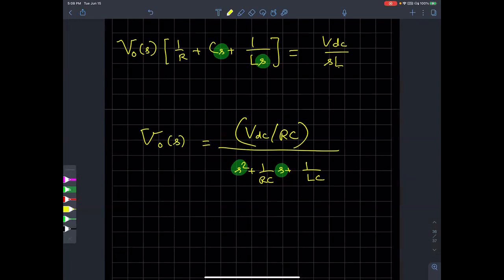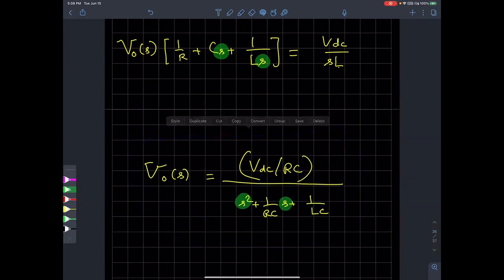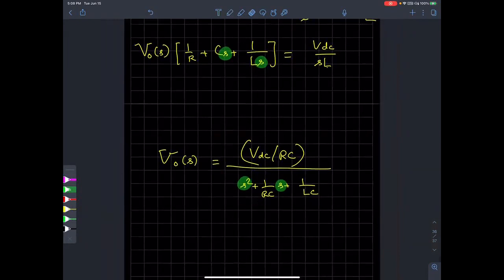Questions, please. So this is what we were after. We were asked to find out this guy, the Laplace transform VO of S. We were asked to find that out. Questions, please. What questions do you have?